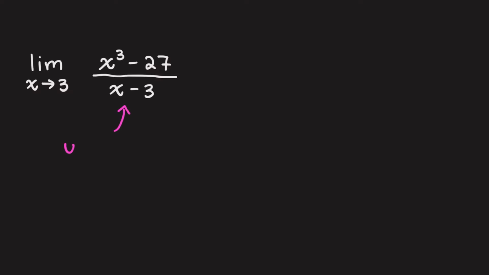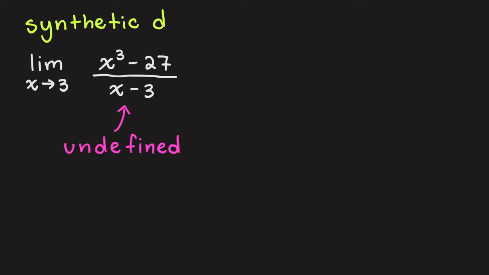But we can't always plug in the value. Consider the problem here. We have the limit as x goes to 3, and the function is x cubed minus 27 all over x minus 3. If we were to plug it in, the denominator would be 0, and the value would be undefined. A strategy we can employ here is synthetic division, which will help us simplify the function.